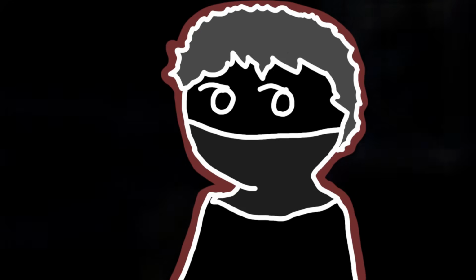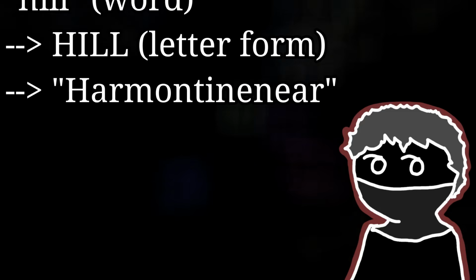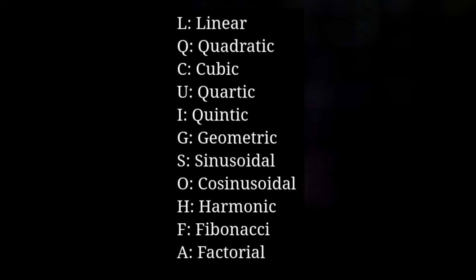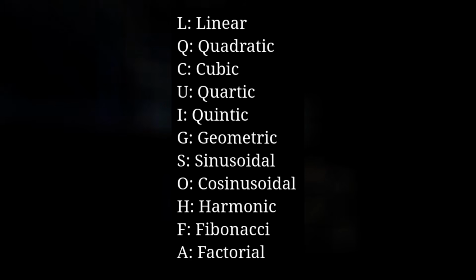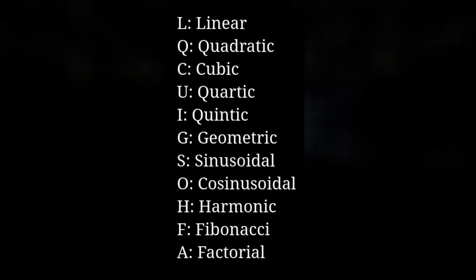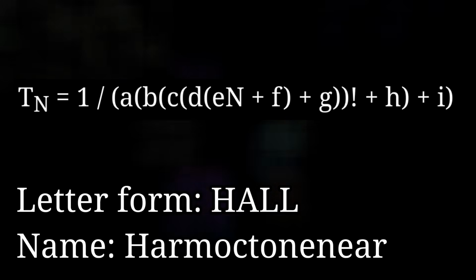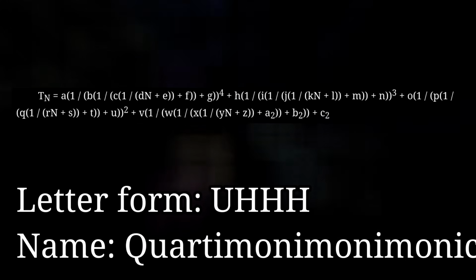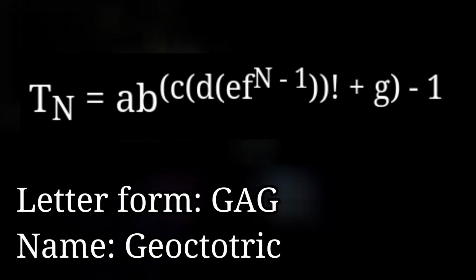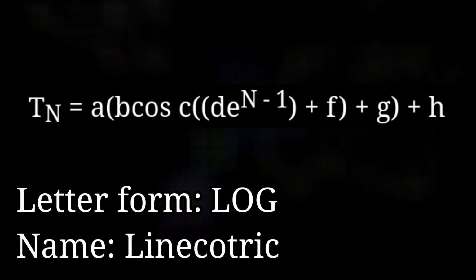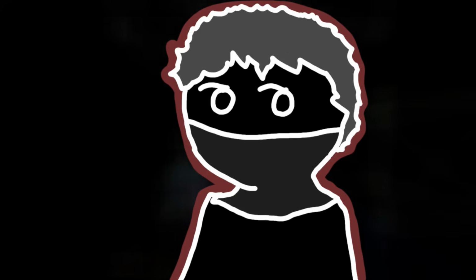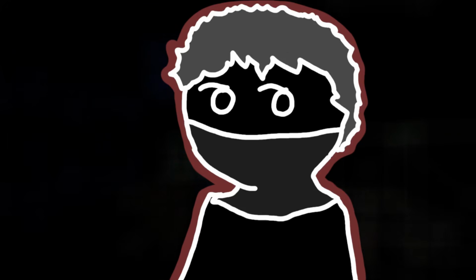Another thing I had a lot of fun with was spelling English words and seeing what kind of sequences they yield. Since only these letters are supported in letter forms, we are limited in our choices, but there are still a few good possibilities. For example, harmoctonenier, quadritintinenier, orthomonic, geoctotric, sinuctortinier, factosoidic, linocortic, and I'm sure there are more combinations, but these are just some of the best ones I've found.